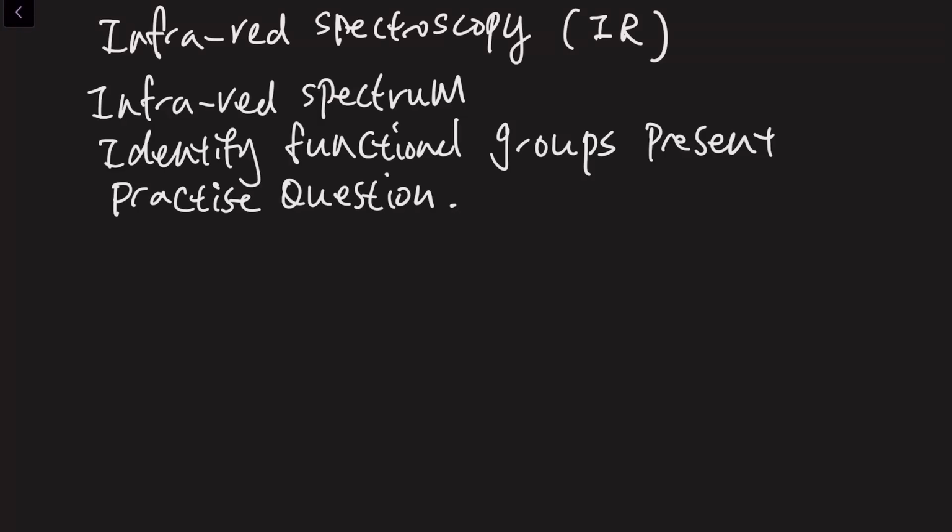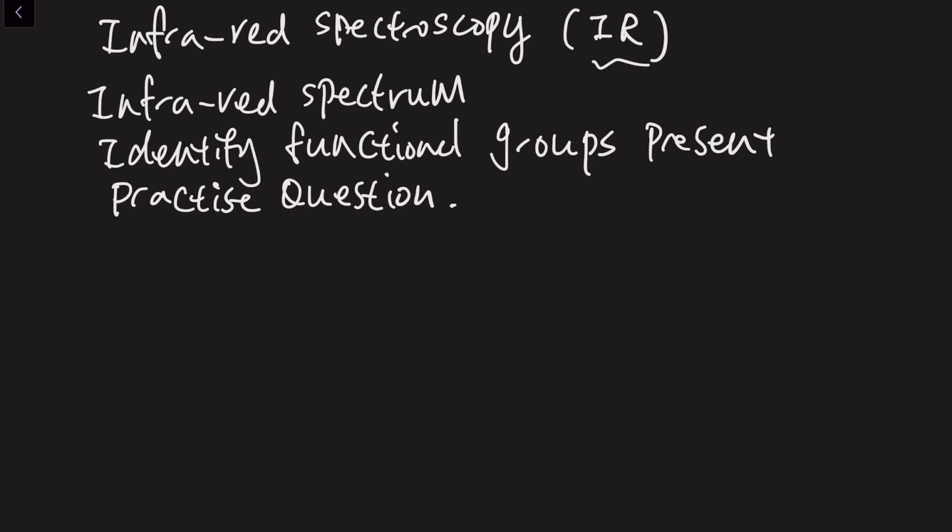In this video, we are going to talk about infrared spectroscopy, which I will abbreviate as IR spectroscopy. So we are going to look at the infrared spectrum and how to identify functional groups present in your chemical species by looking at the infrared spectrum. We will also be doing a lot of practice questions, because for this topic in particular, practice is really important. If you don't do enough practice, then it's very difficult for you to answer the question correctly.